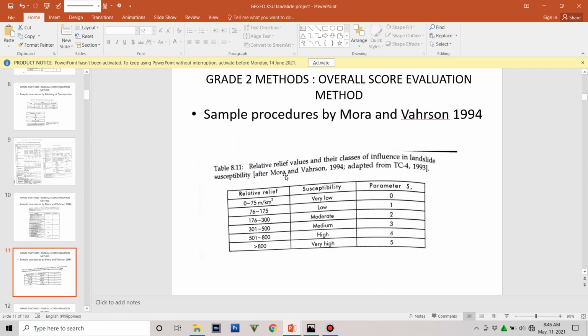We have here the relative relief values and their classes of influence in landslide susceptibility. So relative relief 0 to 75 meter per kilometer squared, the susceptibility is very low, so 76 to 175 low, and then the greatest, greater than 800, that is very high.